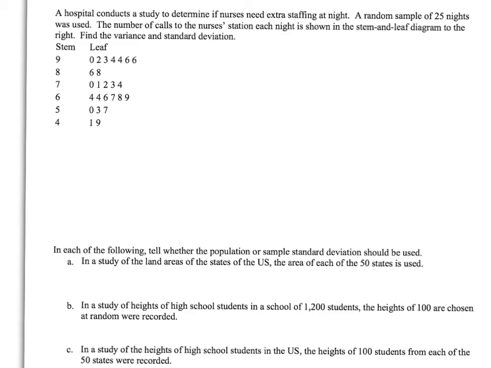For a stem and leaf plot, when you see the 9 and then the 0, here and here, that represents 90. The 9 and the 2 represents 92. And then the 9 and the 3 is 93. So on and so on. What I need you to do is list all of those numbers. There should be 25 of them in your list. And then just find the variance and standard deviation.